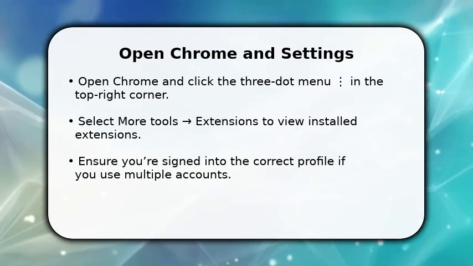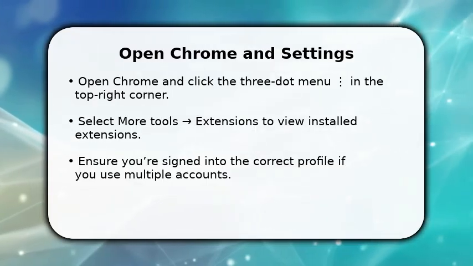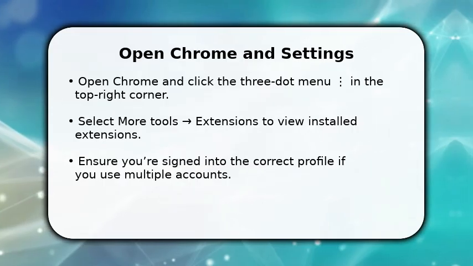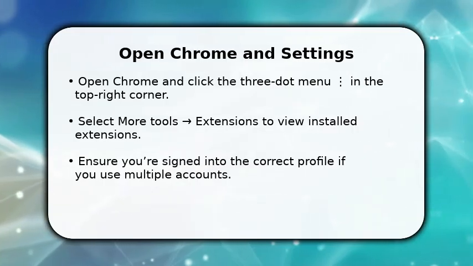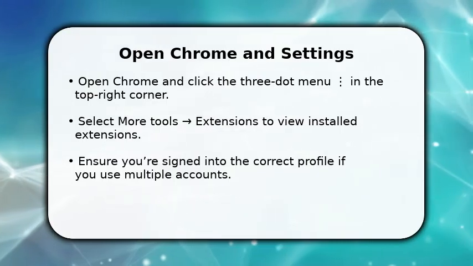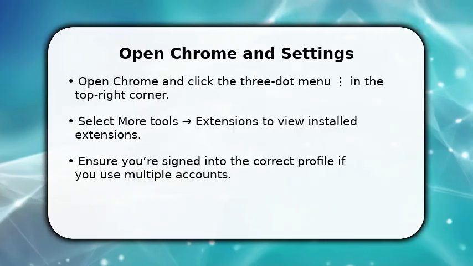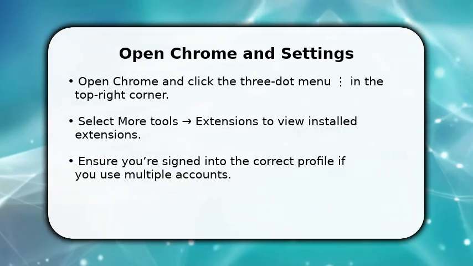You start by opening Chrome and going straight to the three-dot menu in the top right. This gets you where Extensions live. Once done, choose More Tools and then Extensions so you can see every installed add-on. Make sure you're in the profile that has the Bing extension because extensions are profile-specific. This saves time and prevents removing the wrong items.